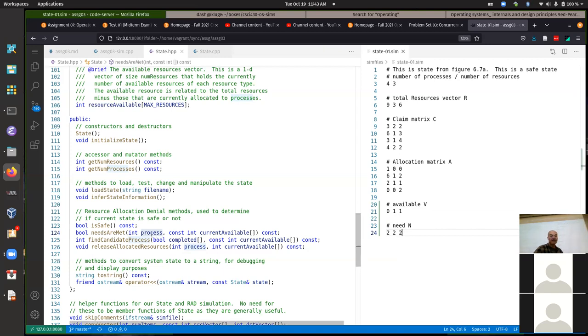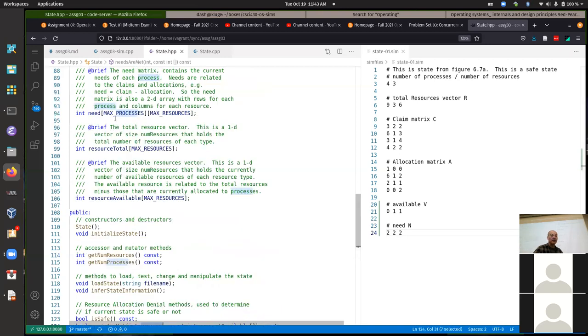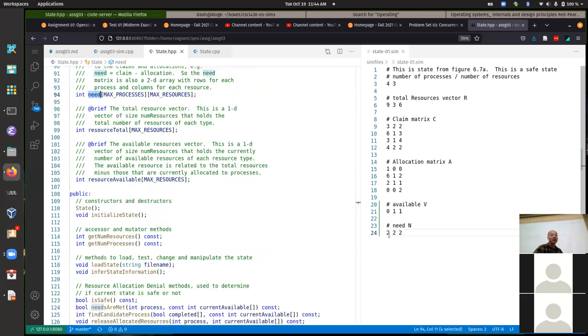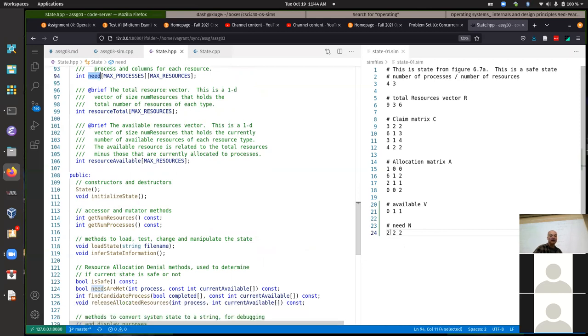So basically, for example, if we ask if the needs are met for process 0, you're going to be looking at the need matrix. That's part of the state, the class here. You've got the need matrix, but if I ask if the needs are met for process 0, you're going to be looking at row 0 of the need matrix, because row 0 is the need for process 0. Basically, you're only going to be looking at the row for the process identifier that's passed in as the first parameter.